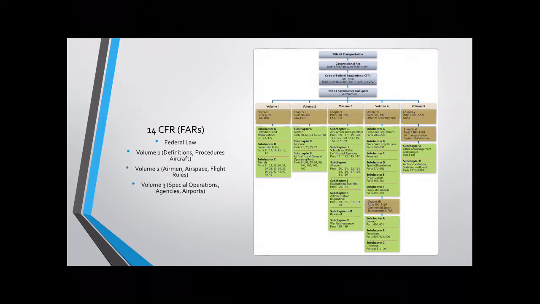That's where we transition into Volume 3, where we start to talk about special operations, and there's some very distinct pieces in here. One of the most common that we refer to frequently is Part 121. That's what we're referring to when we talk about flag and domestic air carriers. The other one is Part 135, which refers to commuter air carriers. Both of these, however, refer to the operation or the ongoing performance of these kinds of institutions.